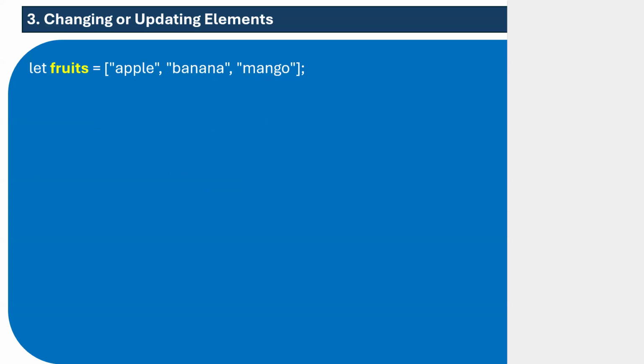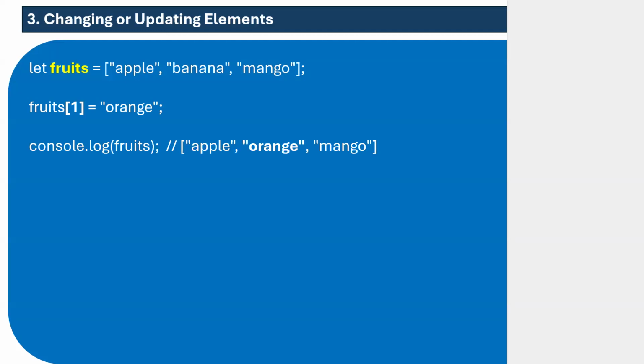Array name is fruits. Now I want to replace banana with orange. Now tell me, guys, banana is sitting on which index? 1. Right. See the code? fruits of 1 equal to orange. So what you're doing? fruits of 1 already has a banana, and you're using the equal operator and assigning a new value to it. Right. Now after that, if you do console.log of fruits, you can see apple, and now banana is replaced by orange, and you can see mango.